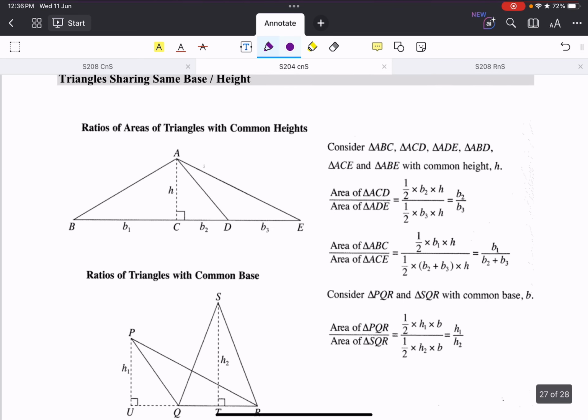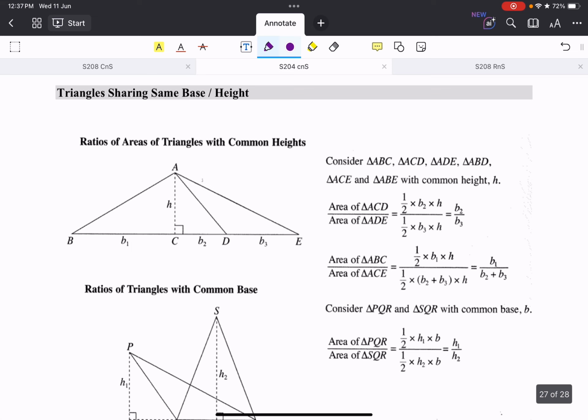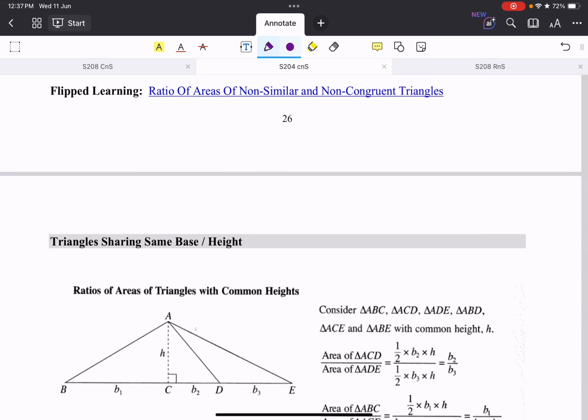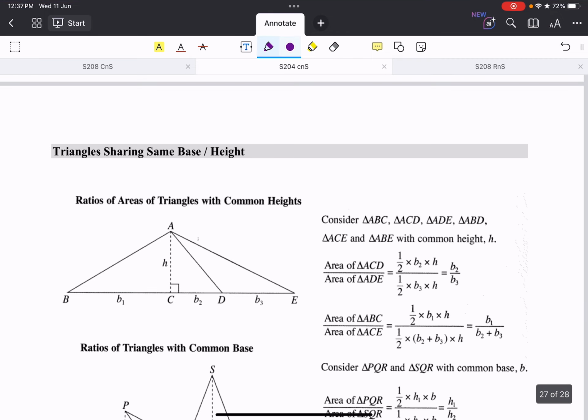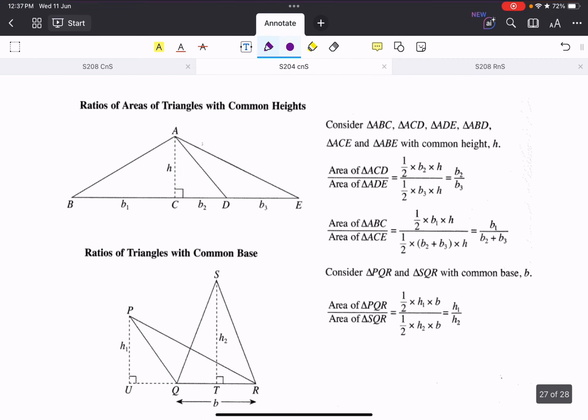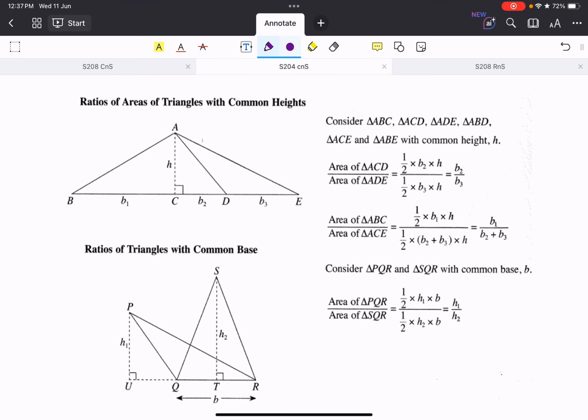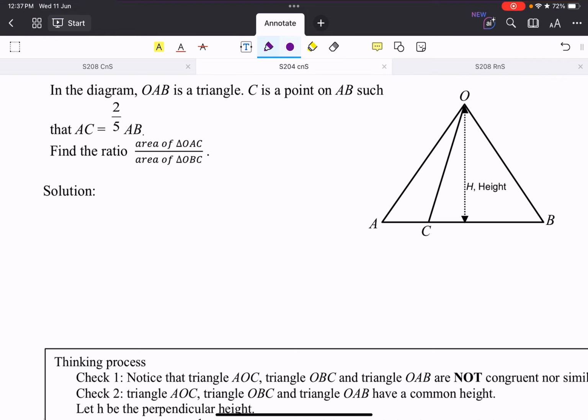Now, down here we compare triangles with the same height. Over here we were comparing similar triangles. When the height is the same, based on what we know, area is half times base times height, so since the height is the same, basically the ratio of the areas will just be the ratio of the bases. So this is an example of it.